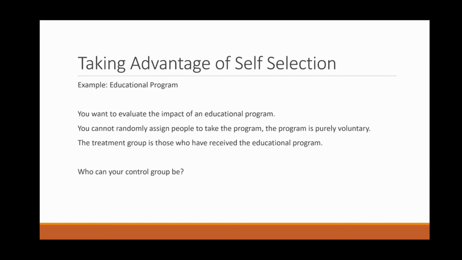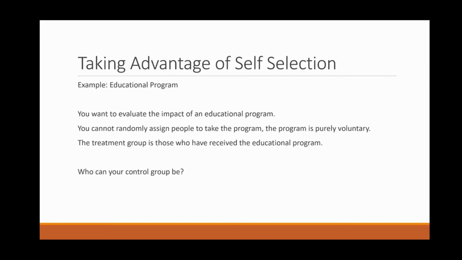program. And actually, let me think of a different one. We are evaluating the impact of some computer training program. Yeah, this is better. You can't randomly assign people to participate in the computer training program because the program is purely voluntary. People choose whether or not they participate in it.